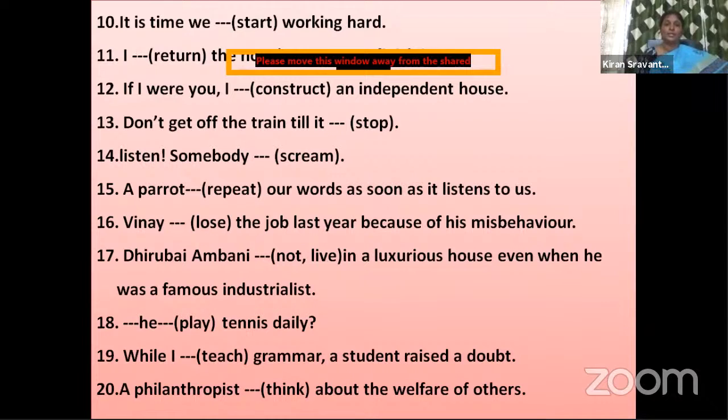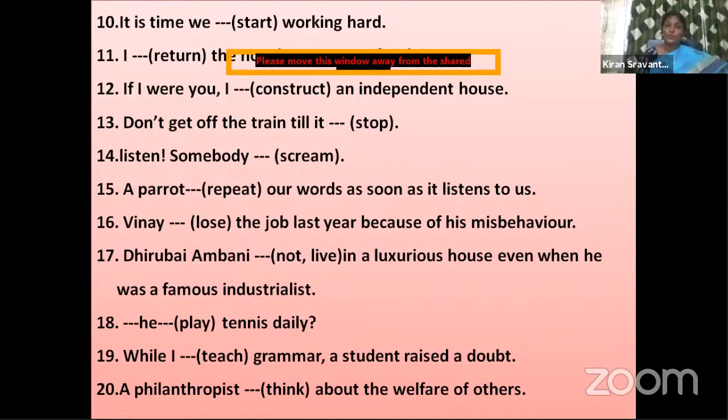Then 18th sentence. Do we have any clue here? Yes, daily is the clue that has been given in the sentence. There is a blank, he, then again blank, the verb play is given, tennis daily. Then does he play tennis daily? Because with the subject singular, with the third person singular, we use does. Again we learned in present simple tense that when the subject is singular, we use does.